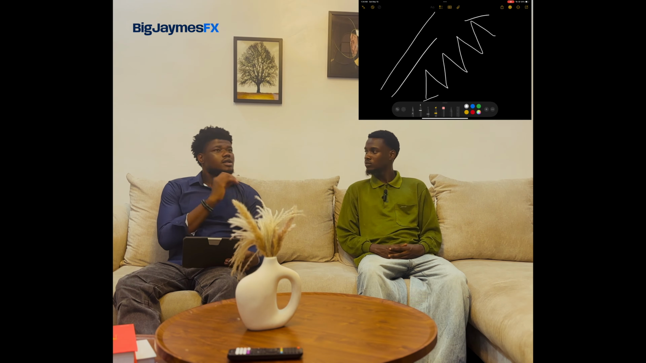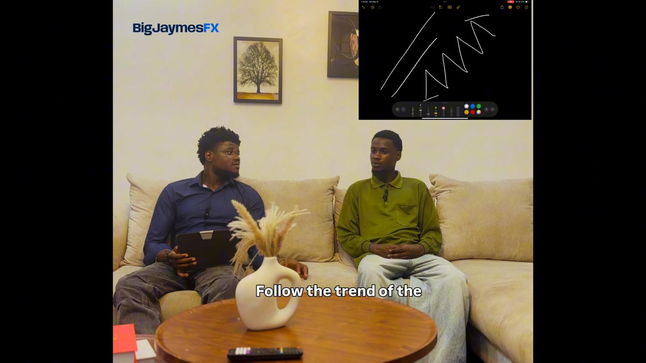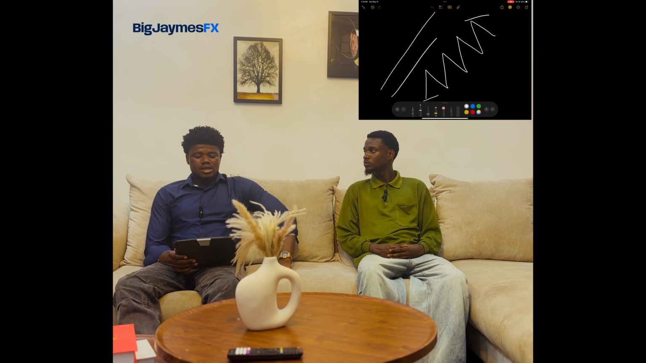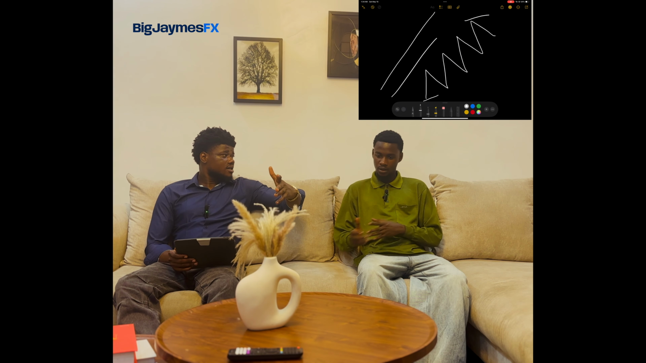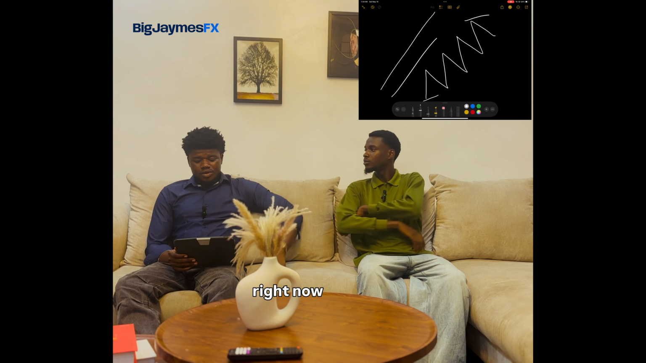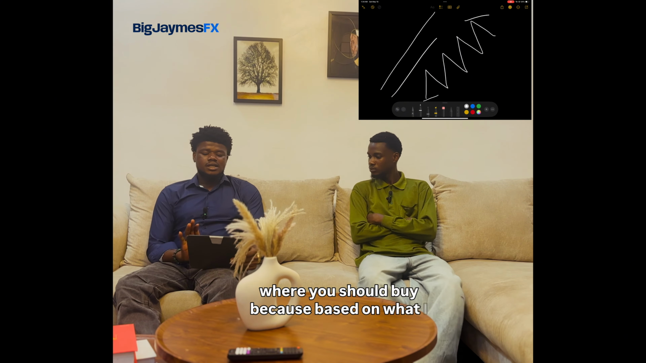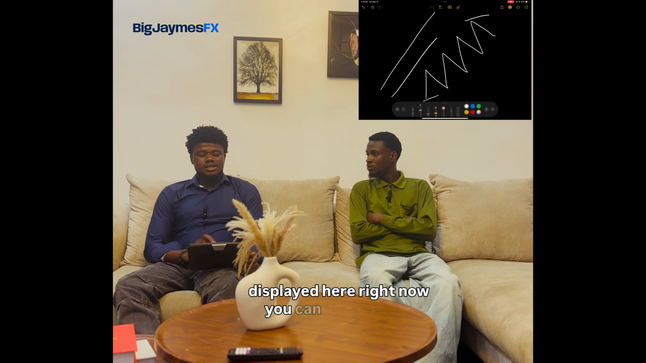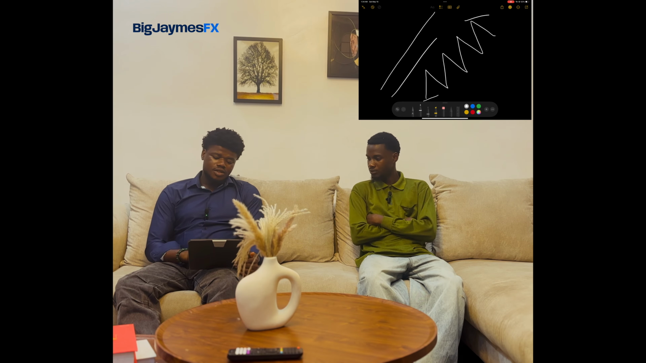There's a saying that says, follow the trend of the market. It simply means if you are in a buying market, you buy only. But you should also know where you should buy. Based on what I displayed here, you can see that the market is going up. At some point, it comes down, then it goes up, then comes down.